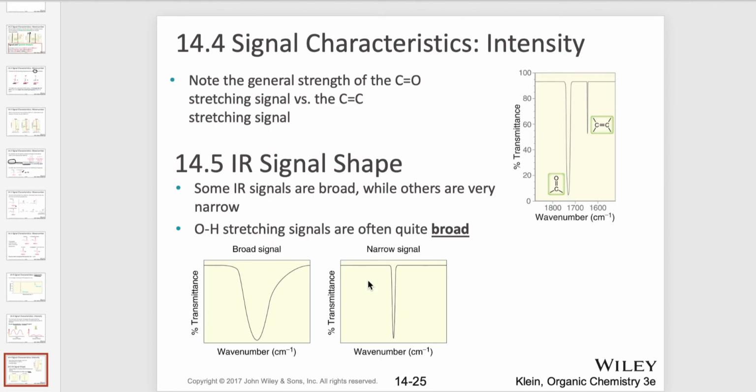So typically, the carbonyl groups are very easy to spot because they tend to go really all the way down. Here you have an example, versus a carbon-carbon double bond in an alkene. See, this is much smaller. And we also look for these in a different region.